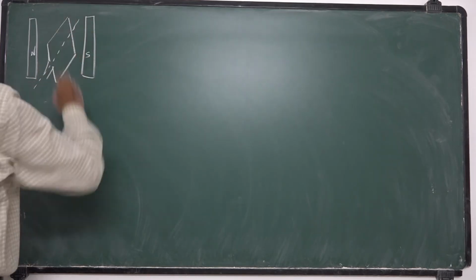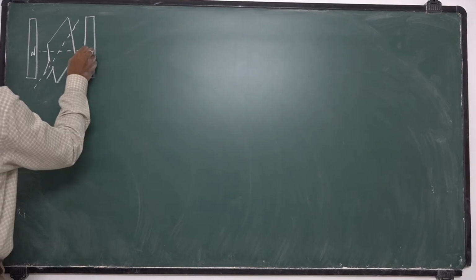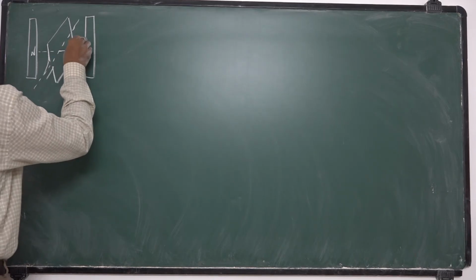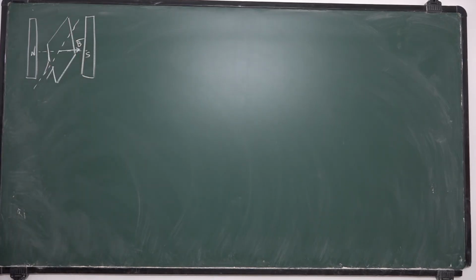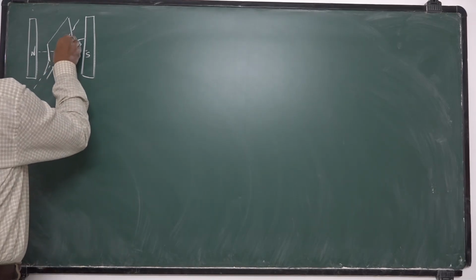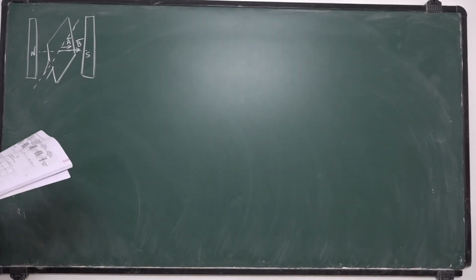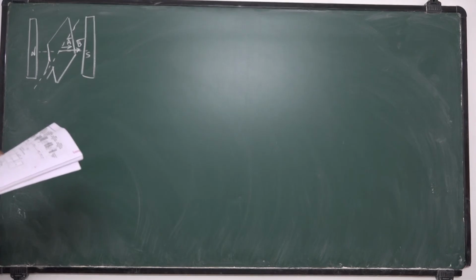This is the axis. Magnetic field is from north to south. This is the direction of B bar. And area of the coil is represented by A bar. A bar and B bar are parallel to each other. This is the first case.